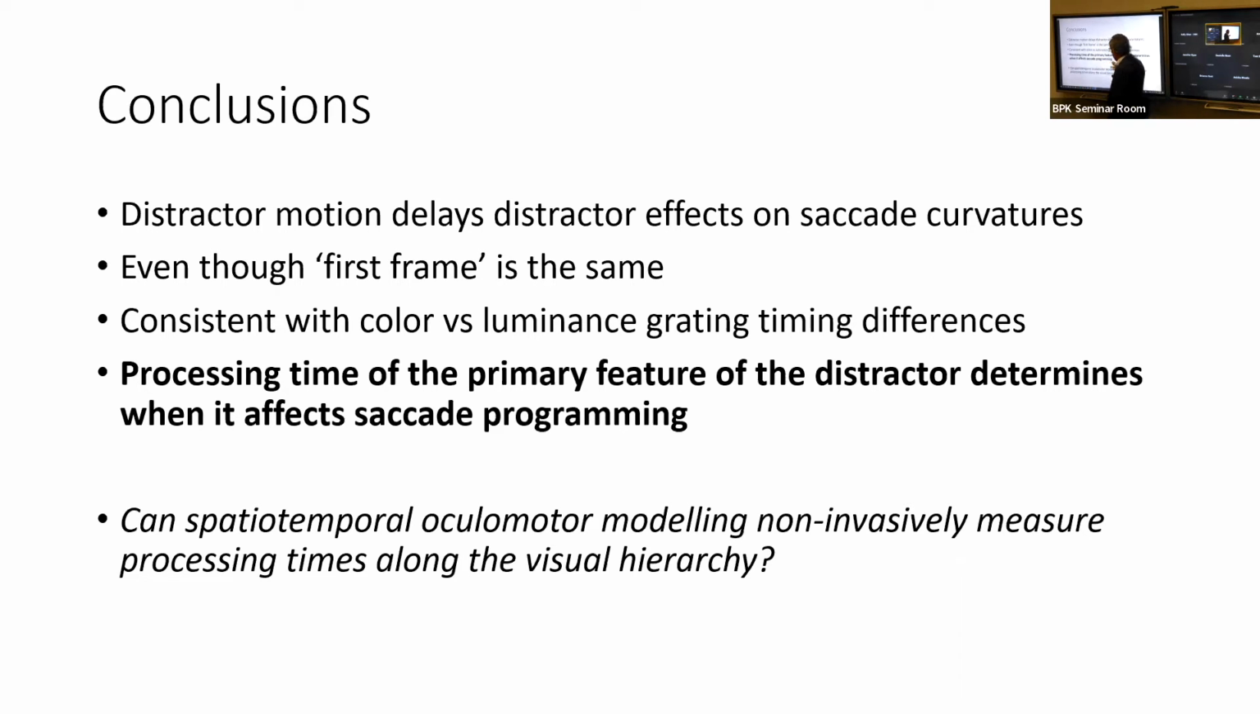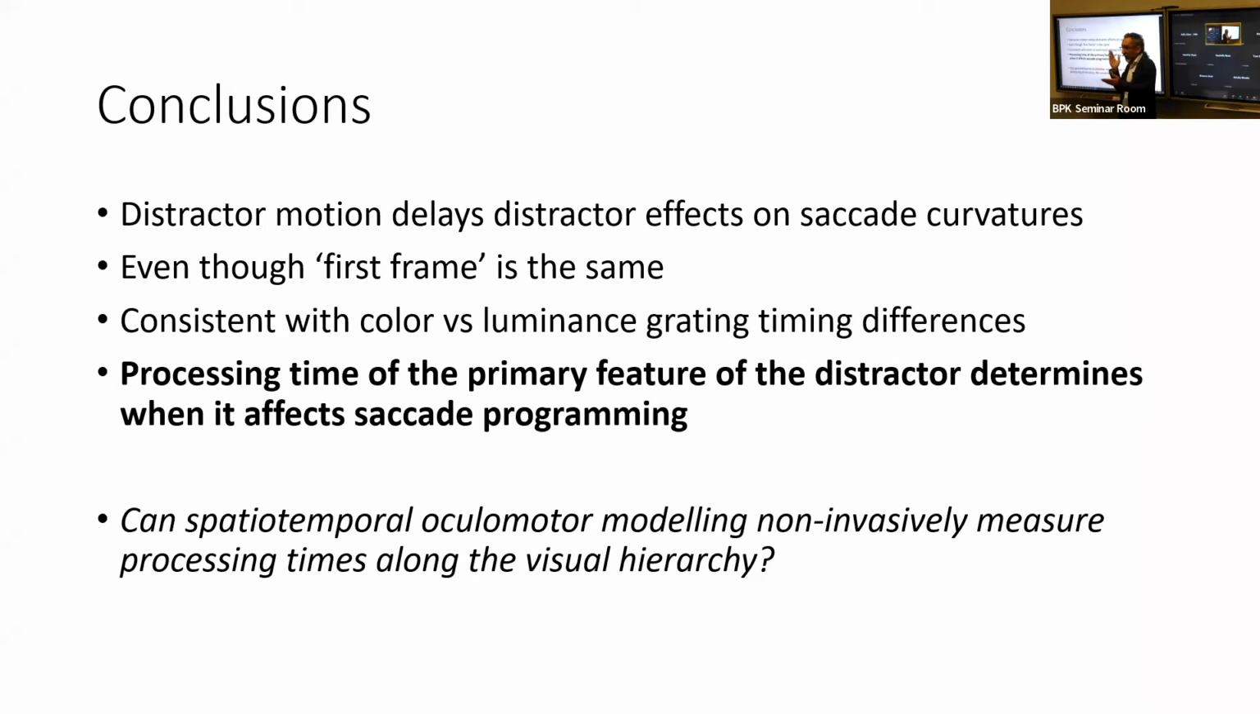So we're going to go out on a bit of a limb here and suggest that the processing time of the primary feature defining the distractor determines when it affects the saccade programming. What this is saying is that the visual system is not a linear line system feeding into the oculomotor system. It's not about the earliest responses in the visual processing hierarchy. What actually matters is the area that distinguishes the features of that distractor. And so it's dynamically connecting to the area that gives you the peak activity.